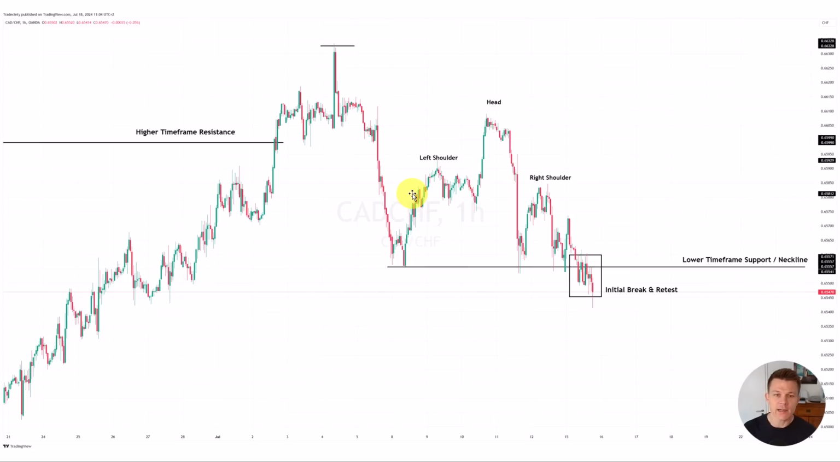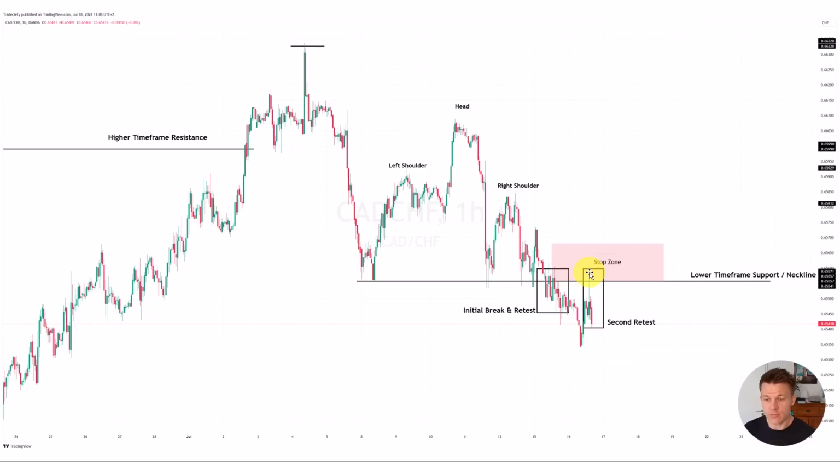We know based on the higher time frame that we want to look for shorting opportunities. We know on the lower time frame we have this great head and shoulder pattern with the break of the neckline, but stay away from those first initial breakouts. They are very noisy and not recommended.